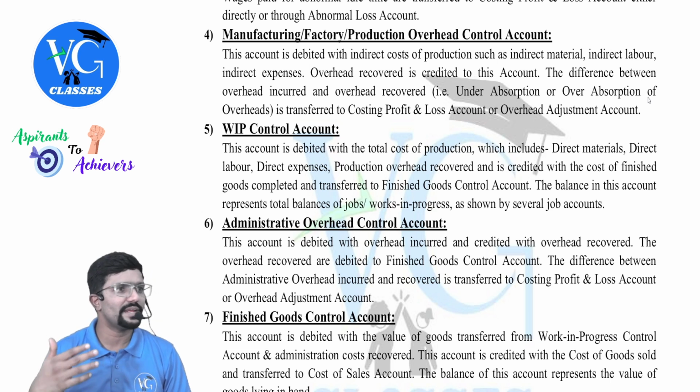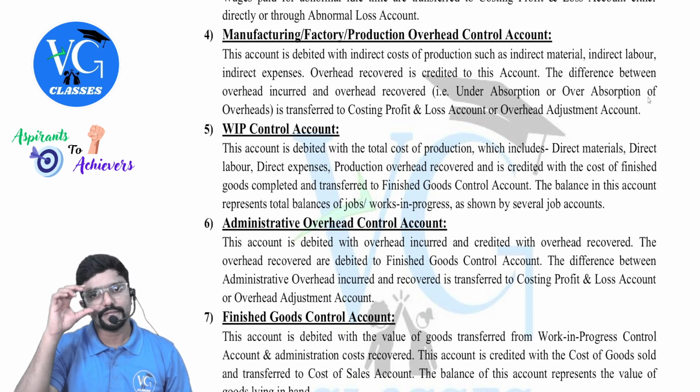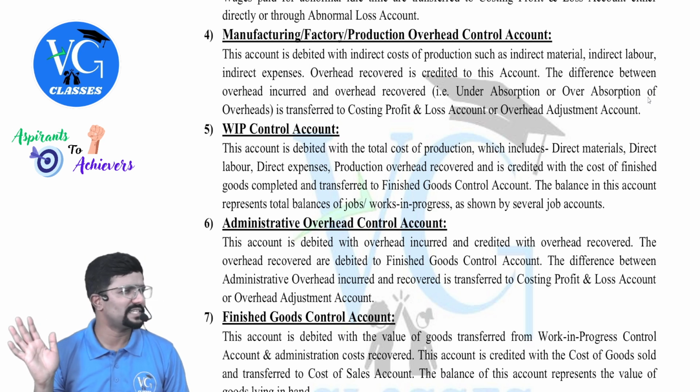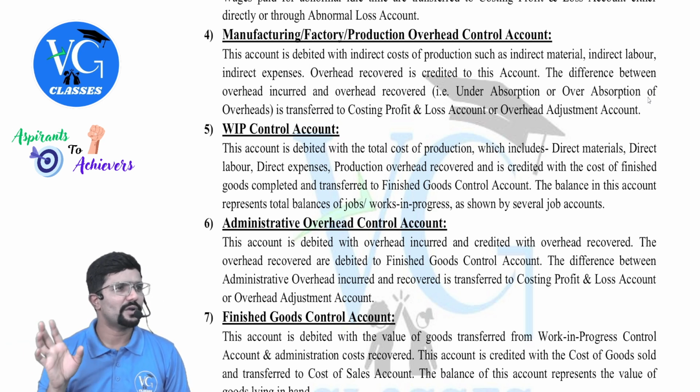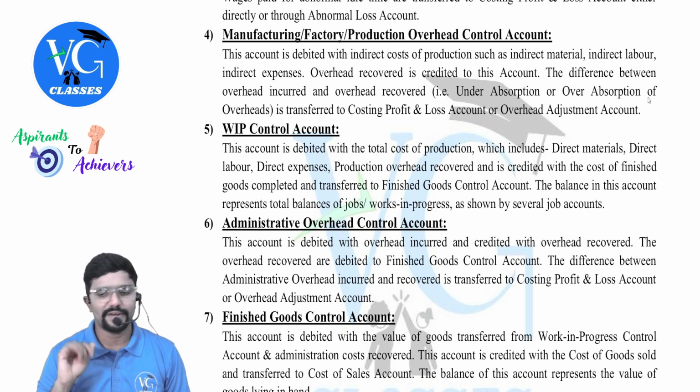Whenever absorption is happening, transfer it to the next account. The difference between overhead incurred and overhead recovered, that is under absorption or over absorption of overheads, is transferred to costing profit and loss account or overhead adjustment account. That is an additional account, not required. What if we prepare it at the end? I will cover it at the end.